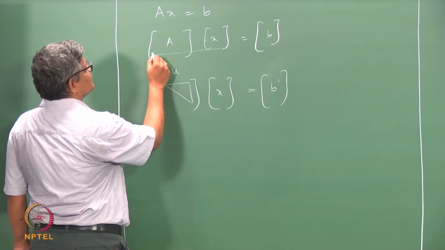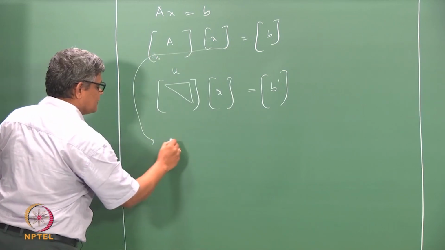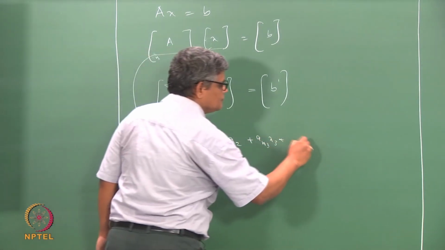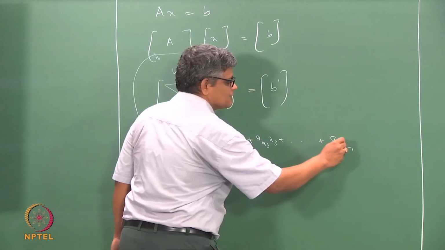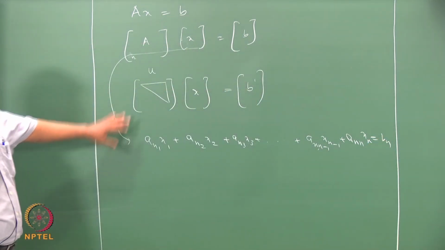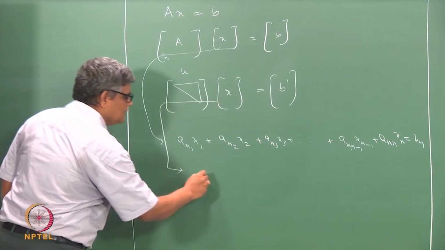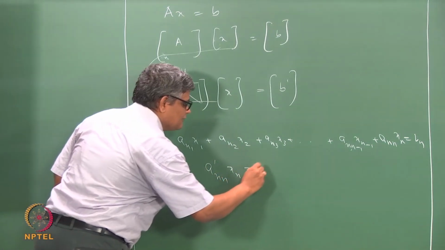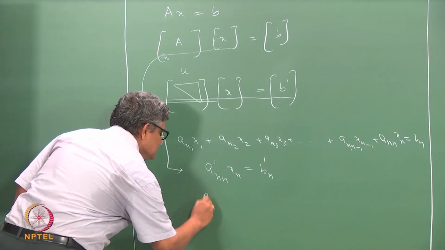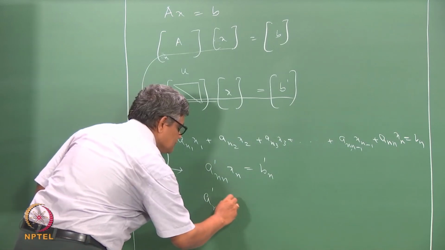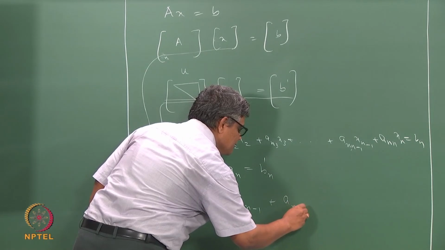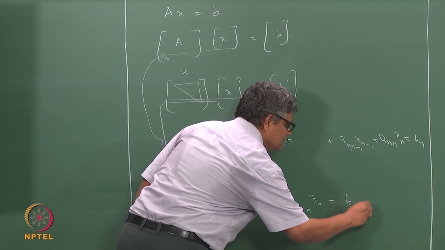This upper triangular form is such that the last equation here is a n1 x1 plus a n2 x2 plus a n3 x3 plus a n n minus 1 x n minus 1 plus a nn x n equal to bn. So this is rewritten in this modified form. The last equation is written as a n n prime x n equal to b n prime. And the one just above this is a n minus 1 n minus 1 prime x n minus 1 plus a n minus 1 n prime x n equal to b n minus 1 prime.